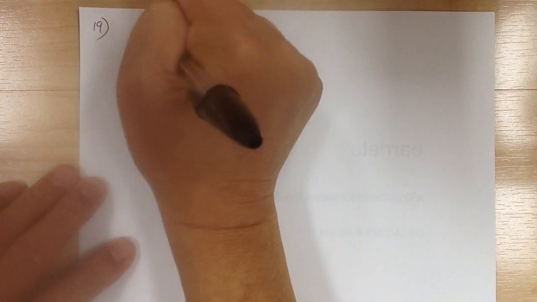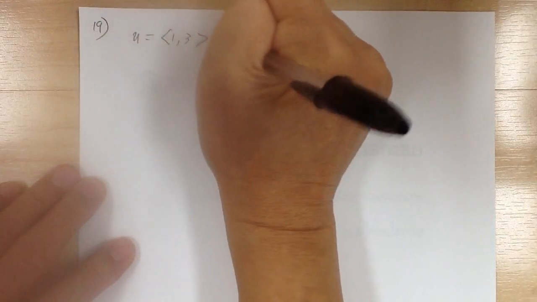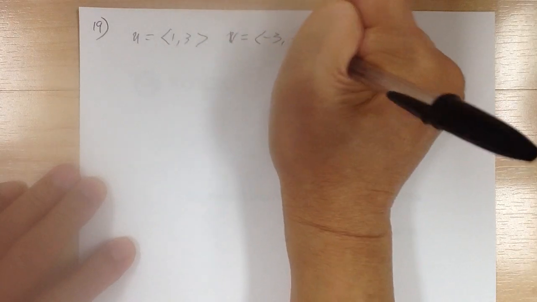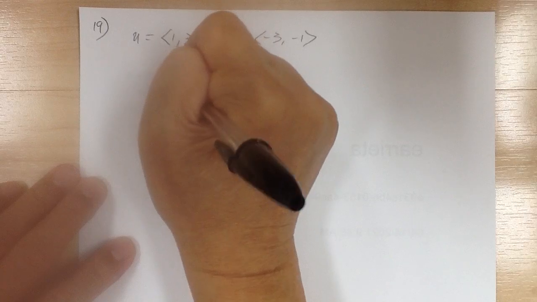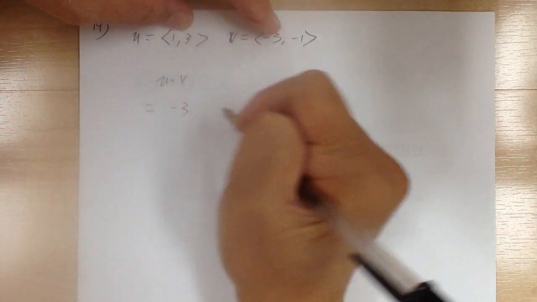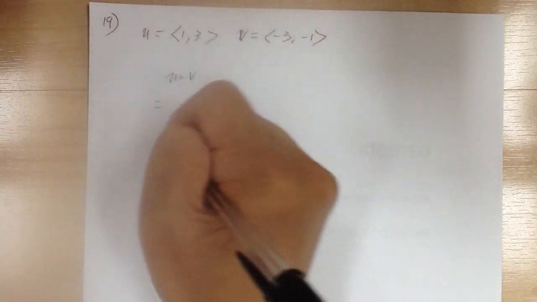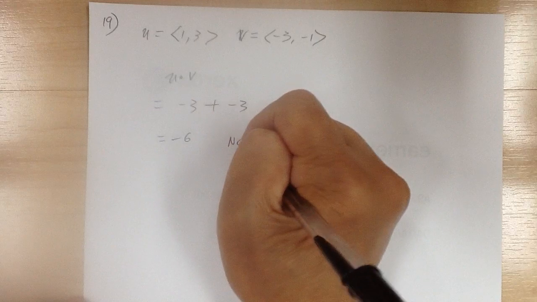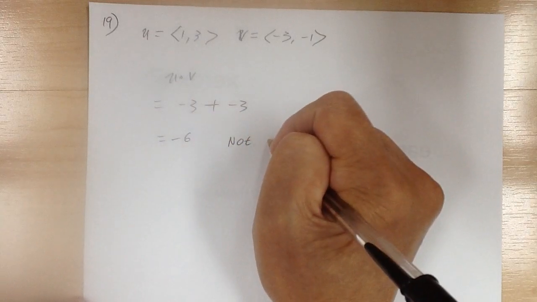Okay, number 19, you have u equals (1, 3) and v equals (negative 3, negative 1). Again, you want to do the u dot v to see what it equals. This will give you negative 3 plus negative 3, so equal to negative 6. In this case, it's not equal to 0, so it's not orthogonal.